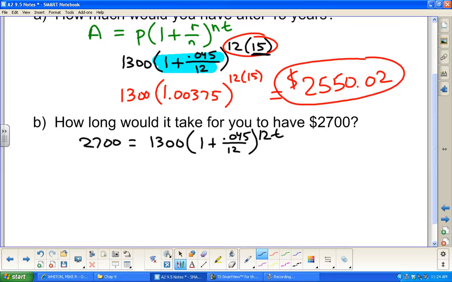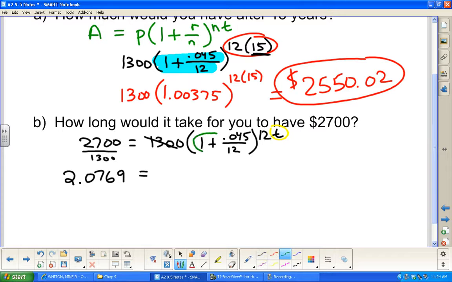So we have ourselves a little equation to solve. And we want to solve for something that's in an exponent. That's where logarithms will come into play in a second. So let's do a couple things. Let's simplify a little bit. First off, I would actually divide both sides by the 1300. So let's take that 2700, divide by the 1300, and that's going to end up being 2.0769. I'm just going to carry about 4 decimal places. So again, that was just dividing the 1300 out on both sides.